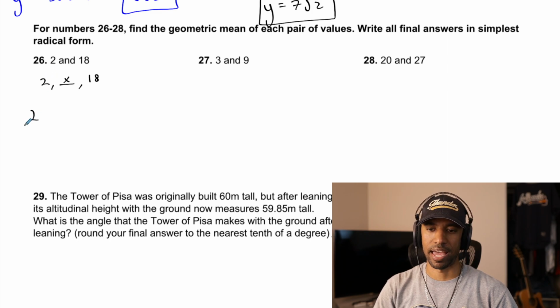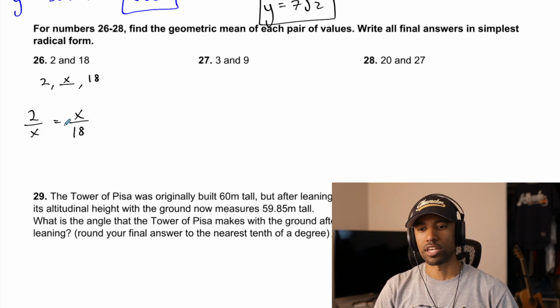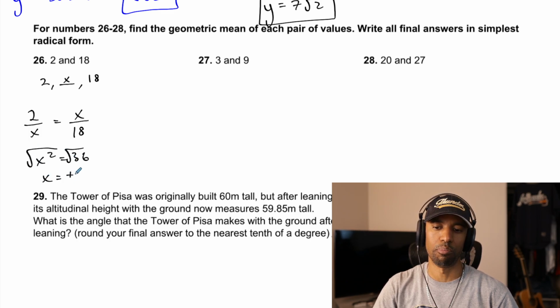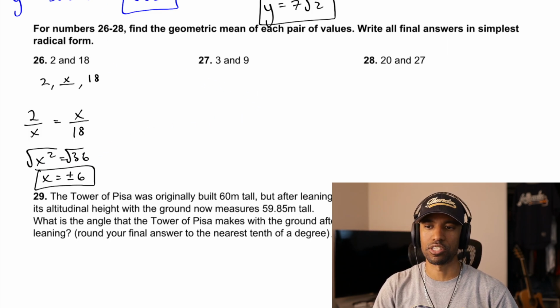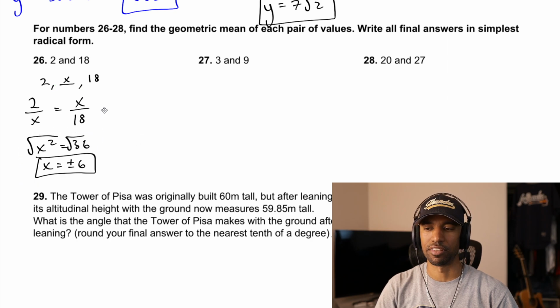We do 2 divided by x, and that's going to be the same thing as x divided by 18, or 18 over x is the same thing as x over 2. It doesn't really matter. When you cross multiply here, we get x squared equals 36, and when you take the square root of both sides, you get x equals plus or minus 6. Yes, there's more than one answer. There is no distance here being covered, so these values are allowed to be negative. That's one of them. Let's keep setting these things up.